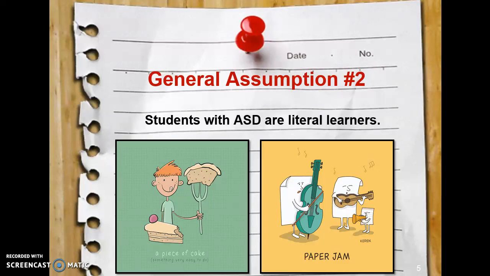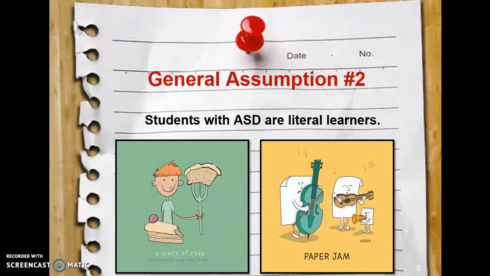General assumption number 2. Students with ASD are literal learners. Figurative language is a mystery for a student with ASD. So phrases such as, pick up the pace, give it a shot, it's raining cats and dogs, are very difficult for them to understand because students with ASD are literal learners.